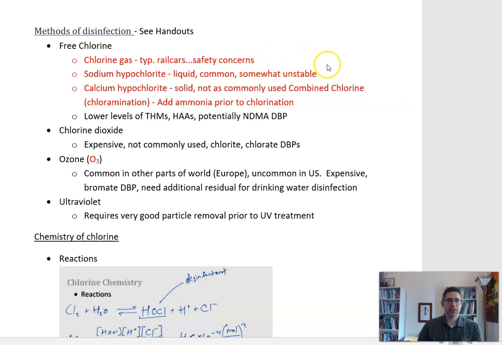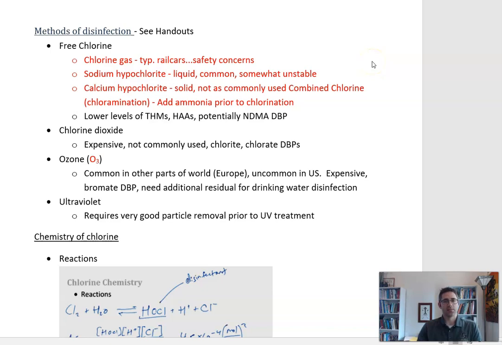It is somewhat unstable, especially with respect to photo degradation. So the longer you have it, the more it will break down, and especially if it's out in the sun, you will lose disinfection potential over time. So that's the main concern with sodium hypochlorite. And then calcium hypochlorite is a solid.